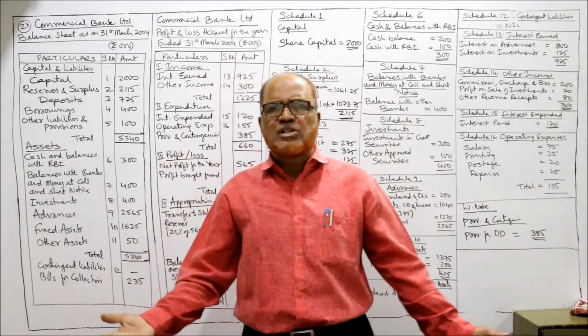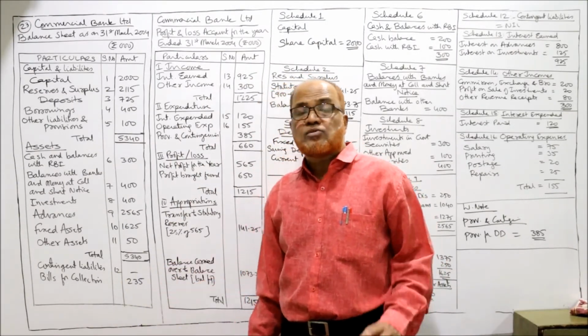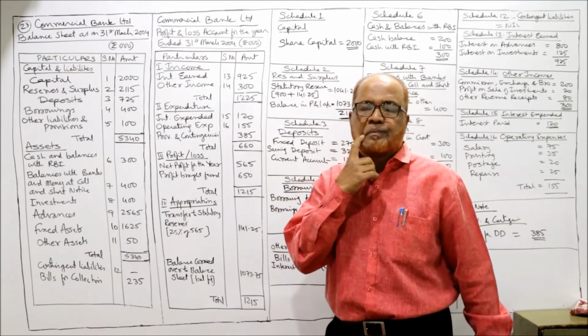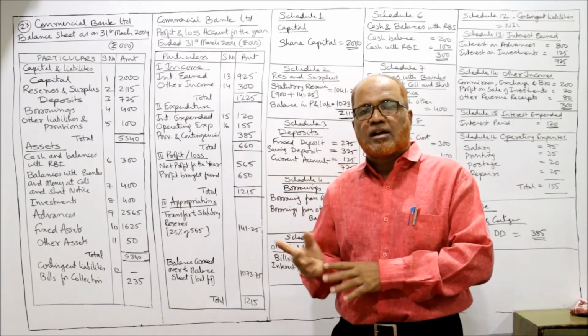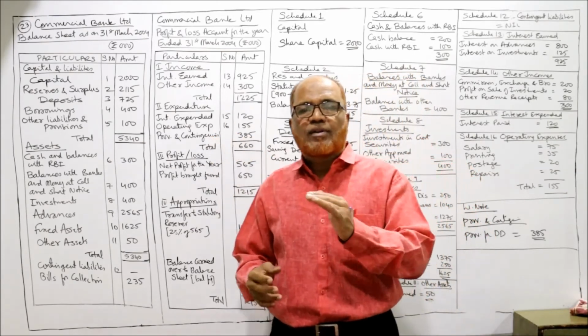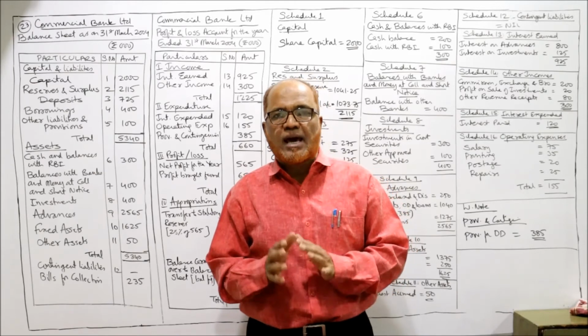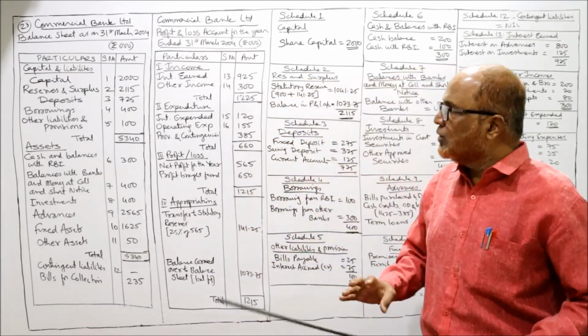The first adjustment, bills for collection. Directly we have taken it here. And bills for collection will not come in any schedule. So next one is provision for doubtful debts. Provision for doubtful debts will be taken under provisions and contingencies here. And again that will be deducted from the loans, cash credits and overdraft. That's it. Now we'll take the total of all the schedules.